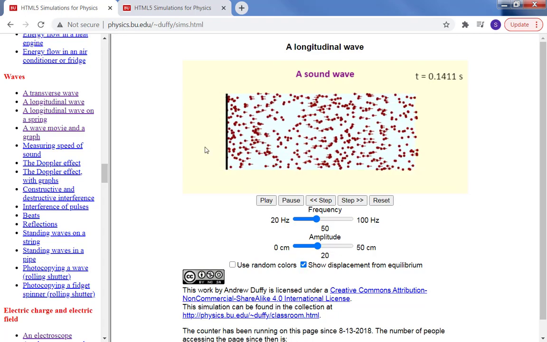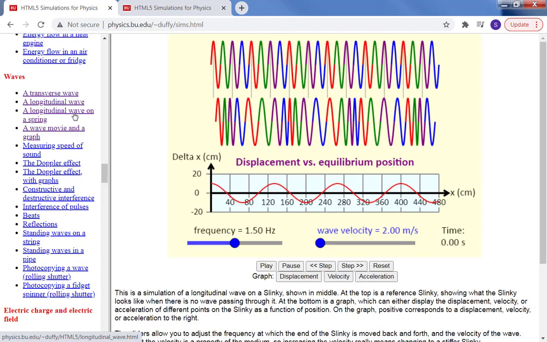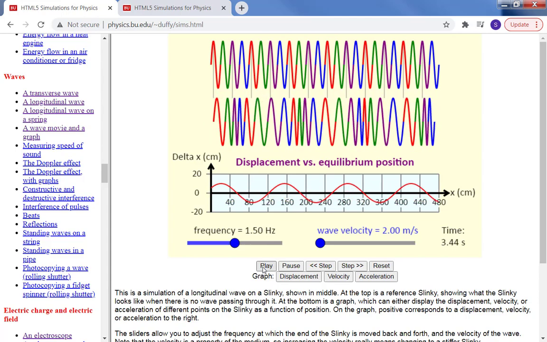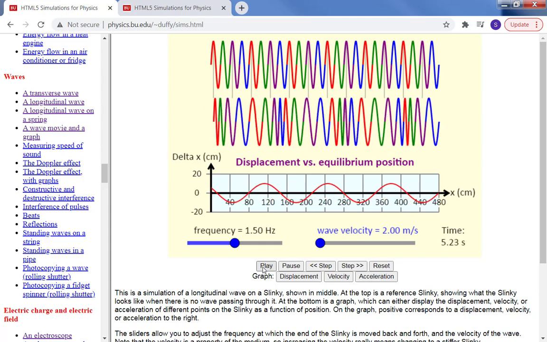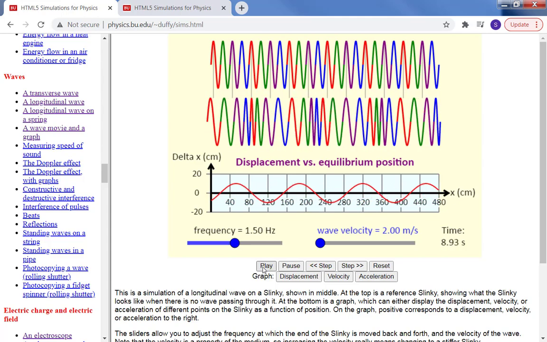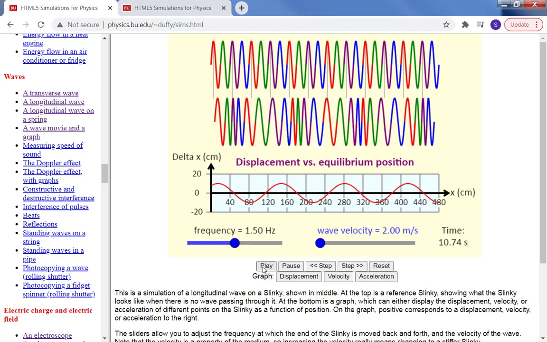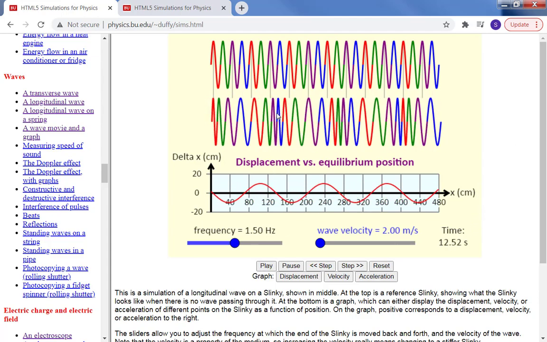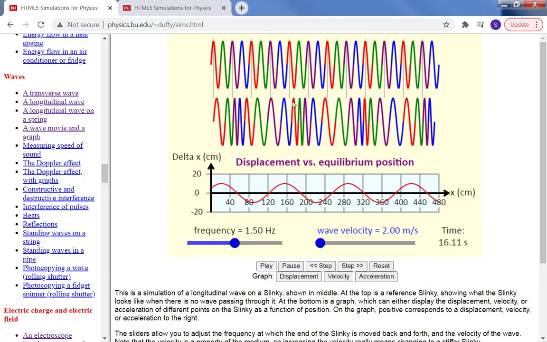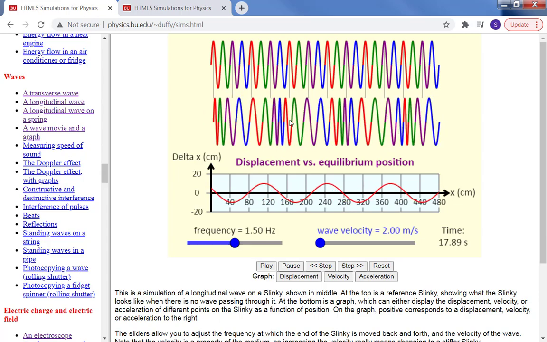If we go to the other simulation, here we're putting a longitudinal wave through a spring, and you can see that the coils of the spring move around, and you can see how they compress and stretch apart. But the coils don't actually travel with the wave. If I watch this orange one, for example, that orange one always stays in the vicinity of this spot where my cursor is.